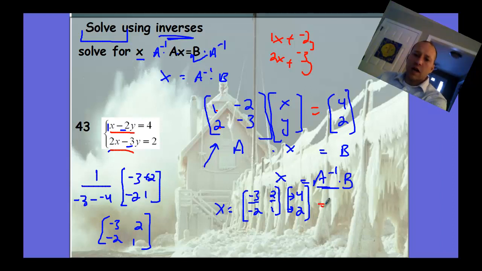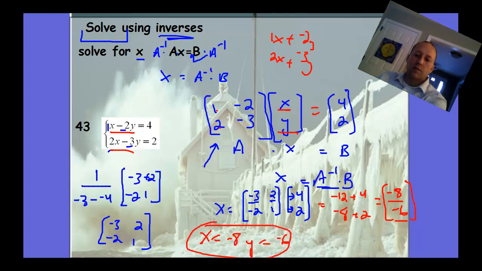So if we actually multiply these out, negative 3 times 4 is negative 12, plus 2 times 2, 4. And then we have negative 2 times 4 is negative 8, plus 1 times 2 is 2. And then our final answer here would be negative 8 over negative 6. So these are the results. This tells me that my x value is negative 8, and my y value is negative 6. So x equals negative 8, y equals negative 6. There is the answer.